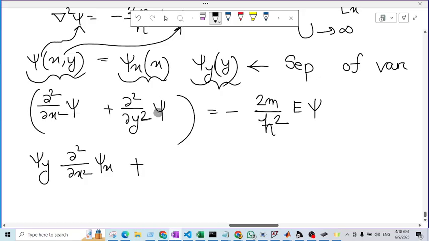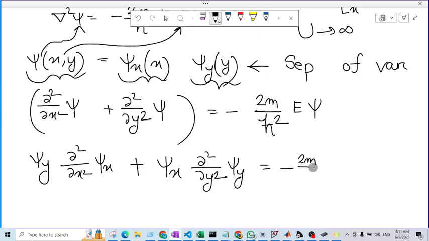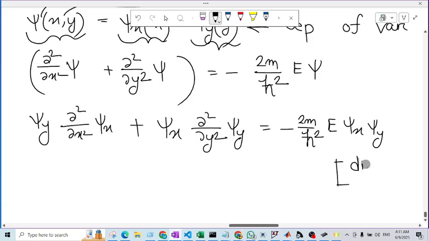And again, as only psi y is a function of y, we can differentiate only psi y here, and psi x will be written as it is. Then minus 2m divided by h bar squared, E, psi x psi y. And now I have to divide this equation by psi x psi y, and you will see what happens.